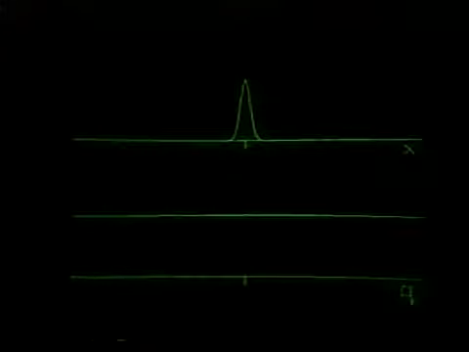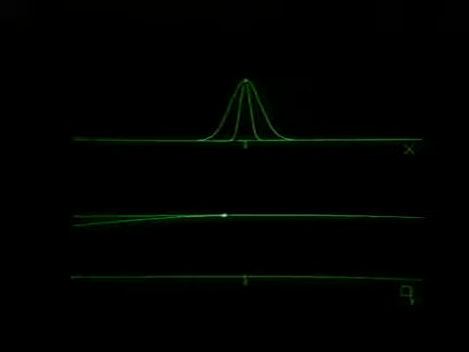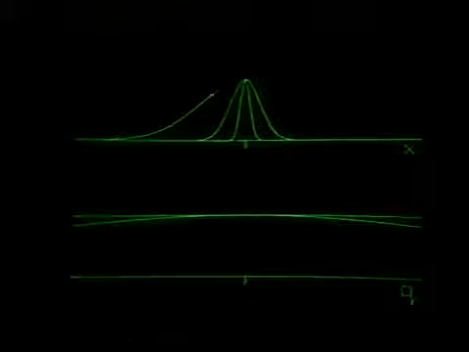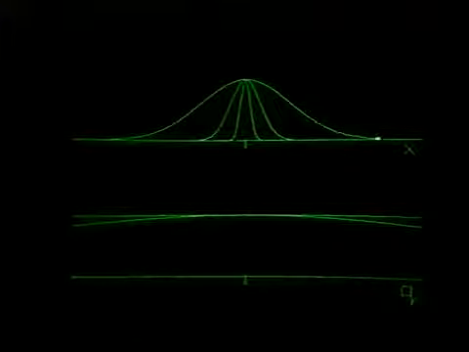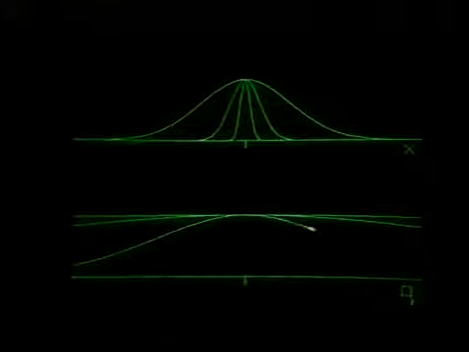Let me expand the Gaussian a bit more. And the frequency spectrum here, well, it's coming down now. This is what we'd expect, the same reciprocity. As X space at the top moves outwards, so Q space moves downwards. Let's keep going. And again.